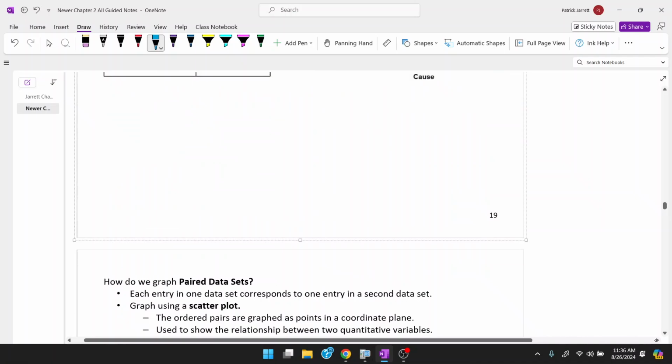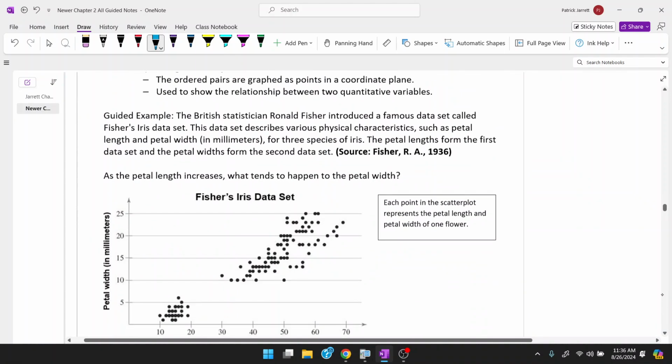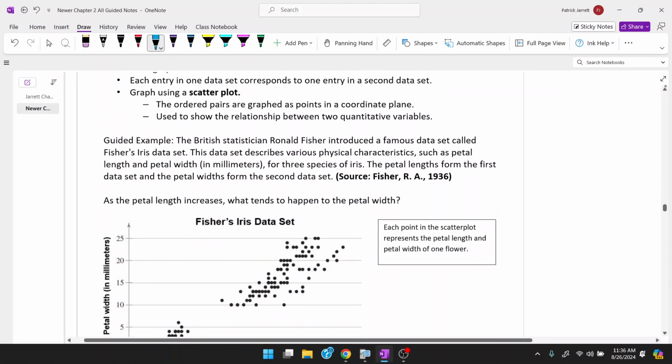All right, paired data sets. This is just kind of an introduction. We're not going to be doing scatter plots until after Thanksgiving. But basically, if we had paired data like this, we would simply graph it. You have a horizontal and a vertical component, or an X and a Y value for each, and the data is paired. So this is just kind of a little introduction, so to speak, to a scatter plot.